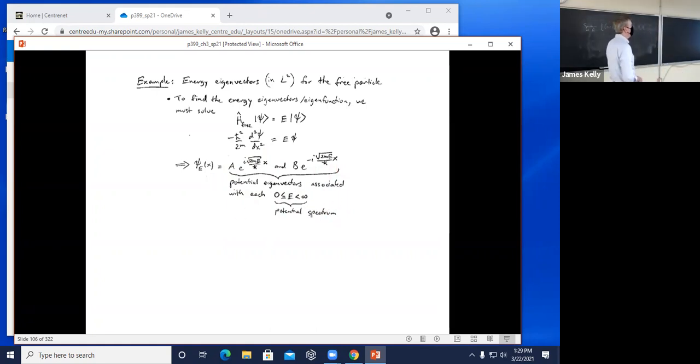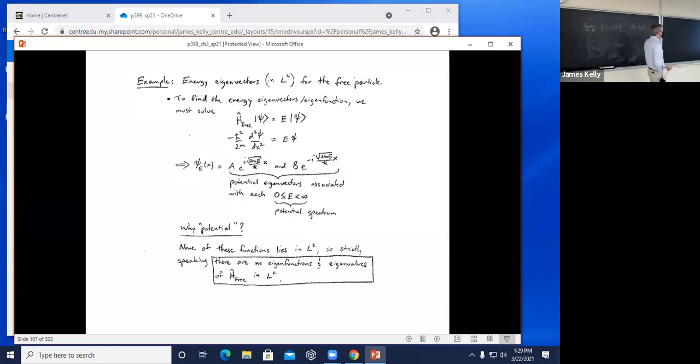It's potential because you have to always check: I've solved for a function, but does this function lie in the original vector space? And the answer is, in this case, no. So it seems like there's a problem. Griffiths would say, if you want to be a purist about this, there are no eigenfunctions and eigenvalues of the free particle energy operator that lie in our default vector space of square integrable functions.